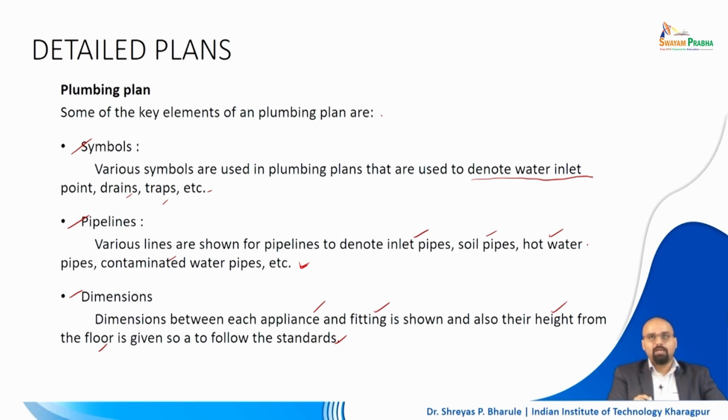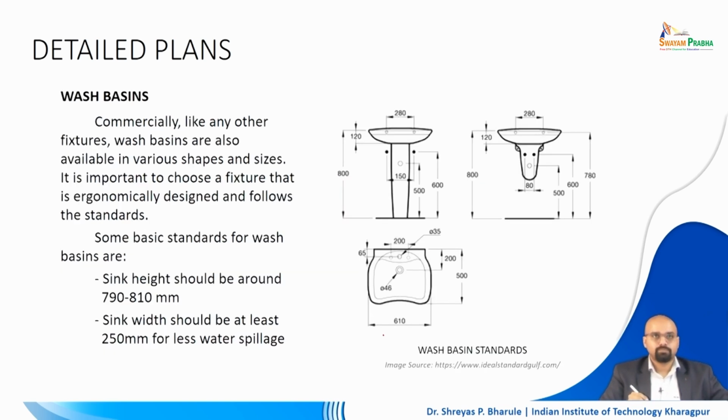For example, same as the electrical layout, in case of a plumbing layout, we also have vendors and manufacturers who manufacture different types of bathroom fittings and plumbing fittings. All of those standards can be followed from the manufacturer guidelines or manufacturer catalog, and then replicated in the drawing as well. So these are some of the standard ways to do it.